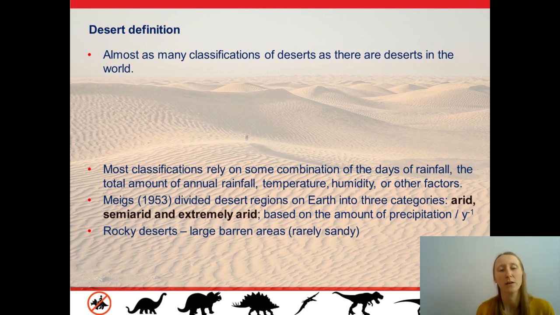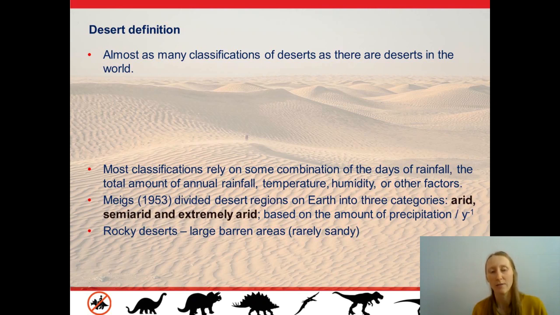It's also worth noting, not only do we have our sandy deserts, which we're used to, and glacial deserts, which come under the classification of deserts, but we also get rocky deserts as well. So really large barren areas that are just full of rocks and very rarely sandy, but they will fall into that desert category as well.